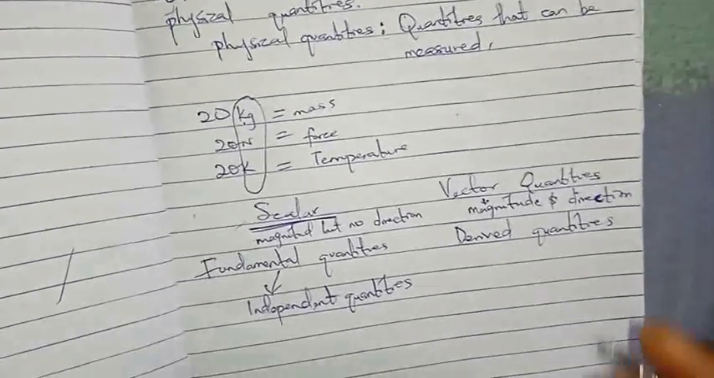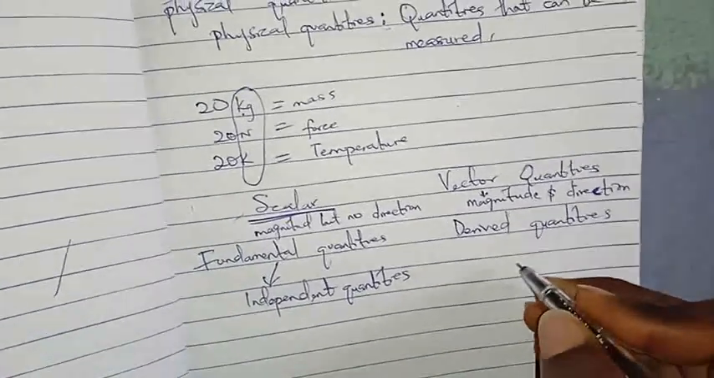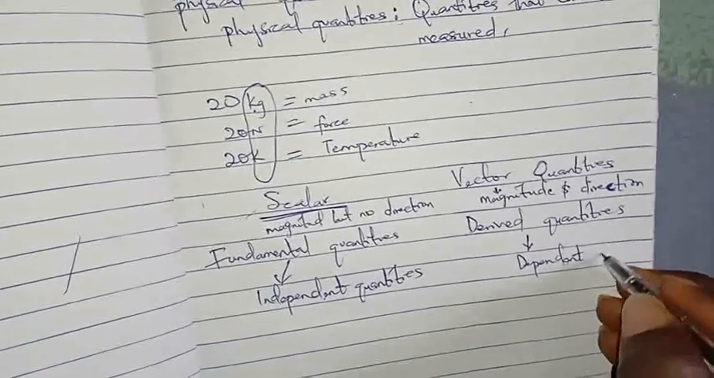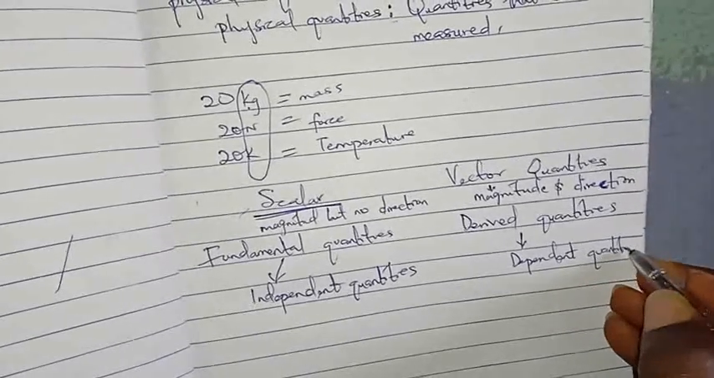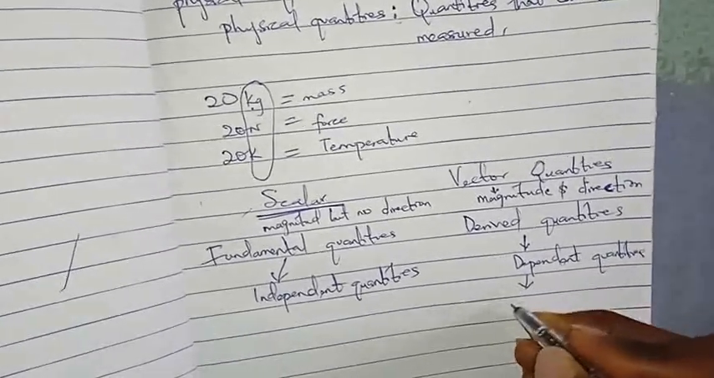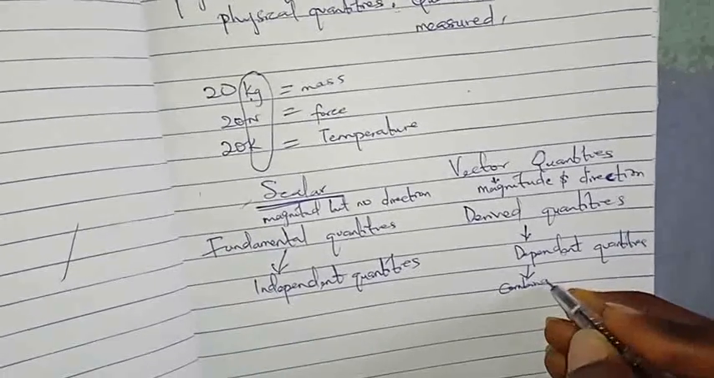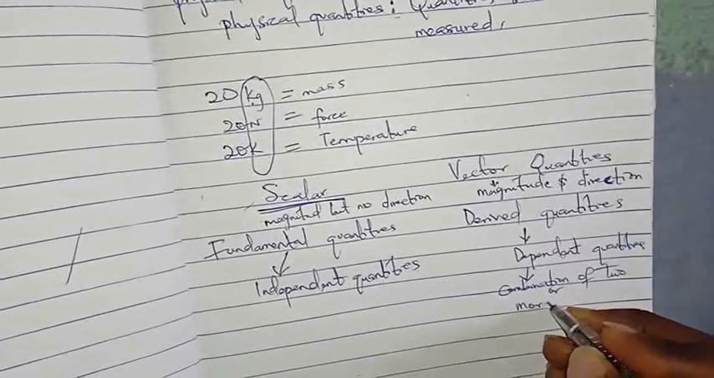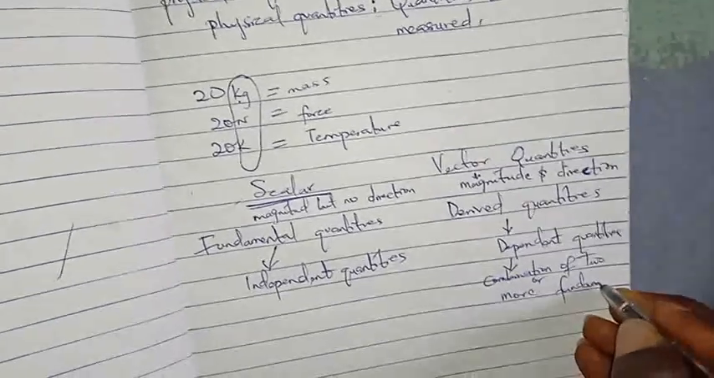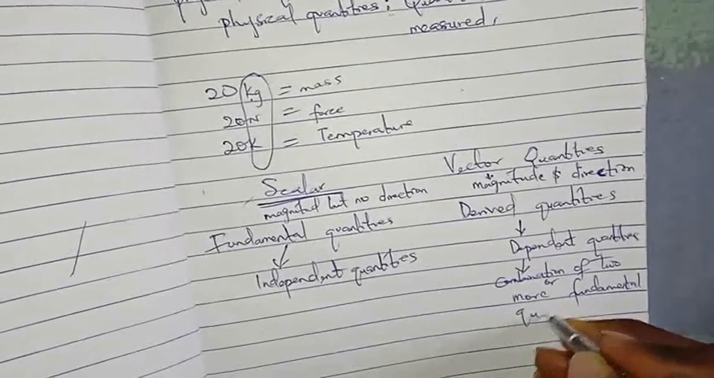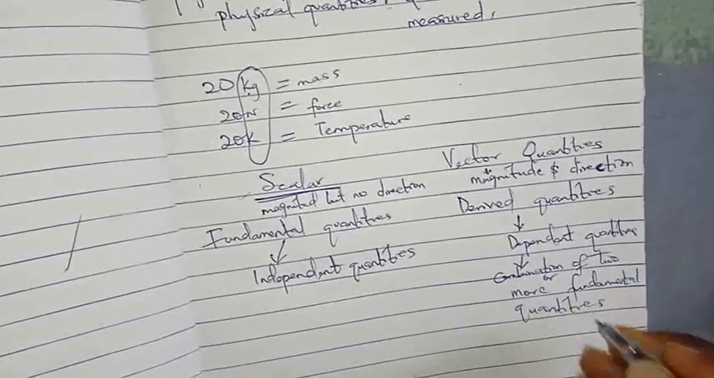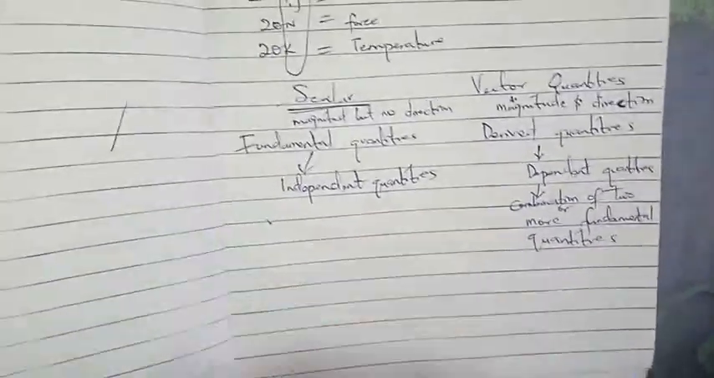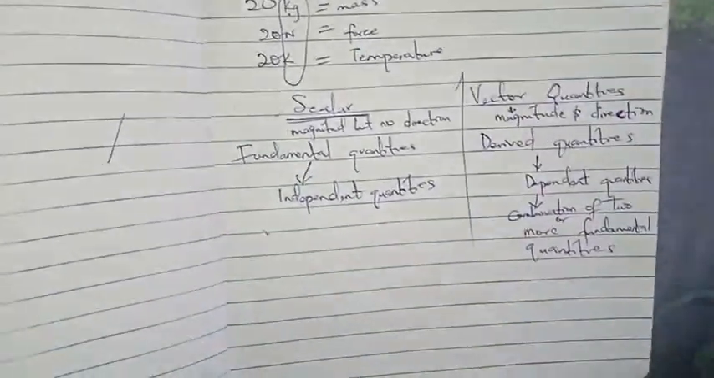So if we know this, we know that derived quantities are dependent quantities. Or you say they are quantities gotten from combination of two or more fundamental quantities. So under these fundamental quantities, we have 7 major fundamental quantities, and they are all scalar quantities.